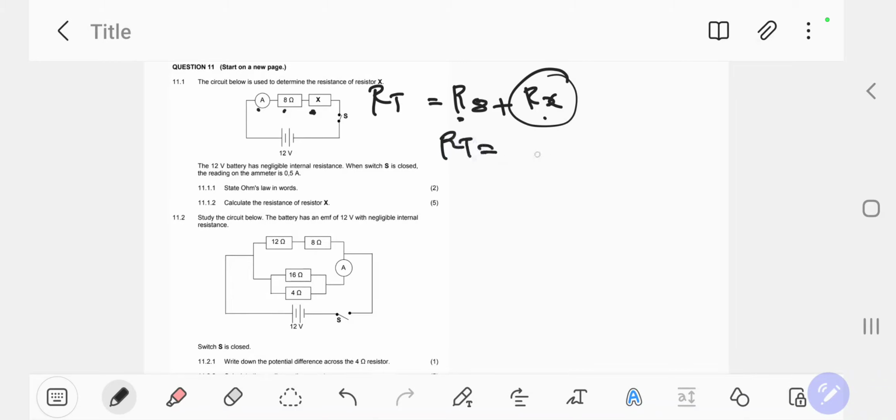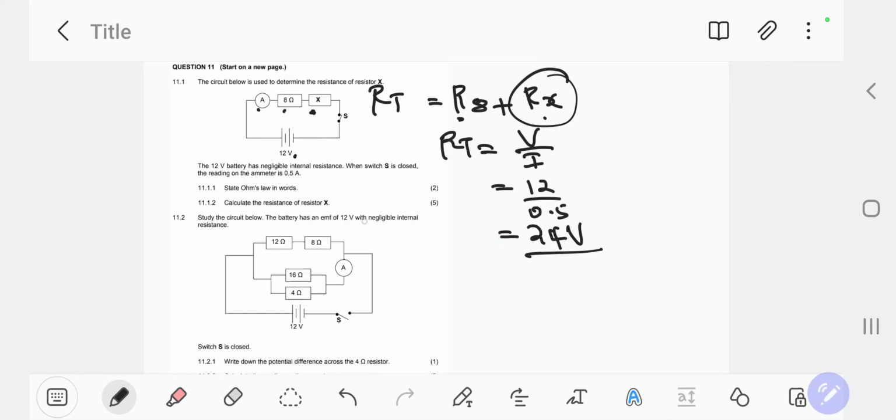Let's find the total resistance of the circuit. We're going to take advantage of Ohm's law because we have the voltage of the battery and the current flowing in the series circuit. So RT equals V over I, that is 12 over 0.5. On your calculator, 12 over 0.5 is 24.